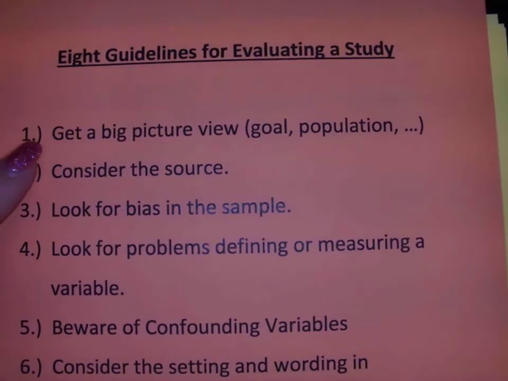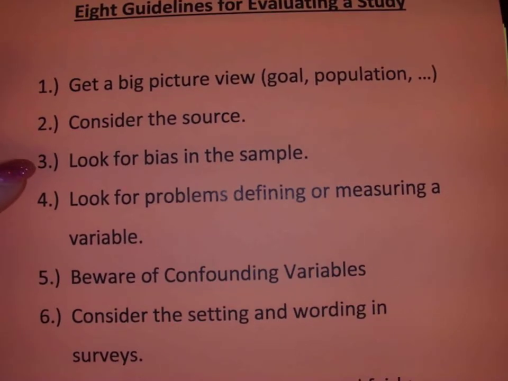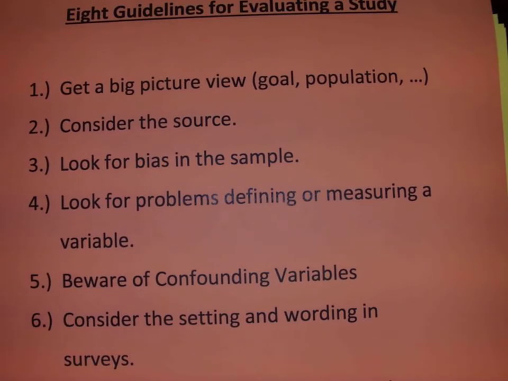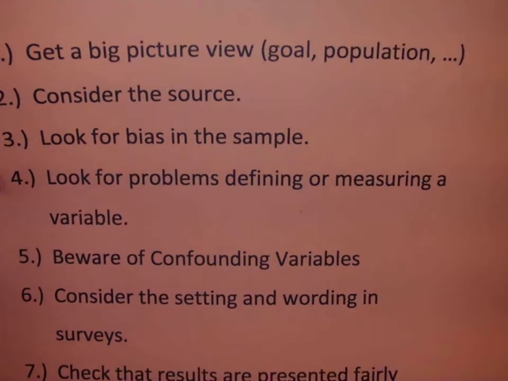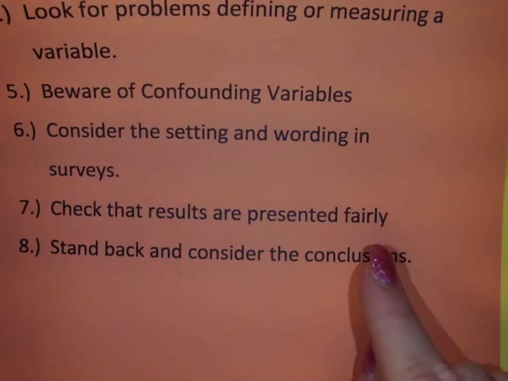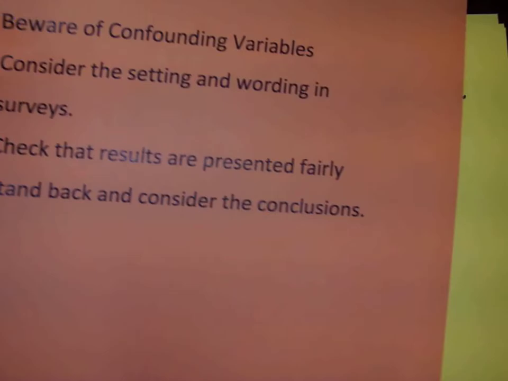So, get a big picture view. Probably not so much. Consider the source. No. Look for bias in the sample. So, if we recall, let's remind ourselves what the word bias means. Bias is if the design or implementation of the study tends to favor certain outcomes or results. Look for problems defining or measuring a variable. Beware of the confounding variables. Consider the setting and wording in the survey. Check that the results are presented fairly and stand back and consider the conclusions.